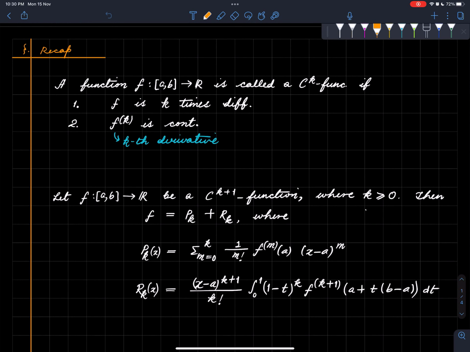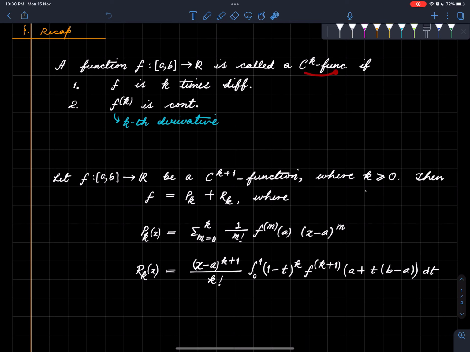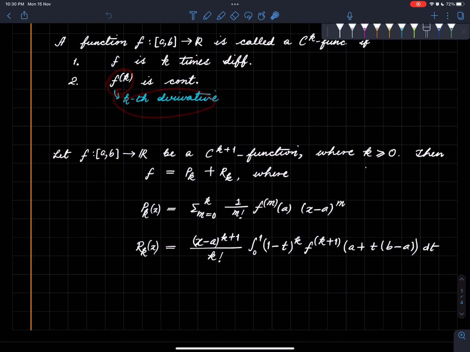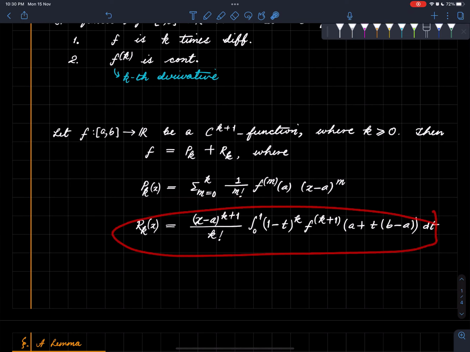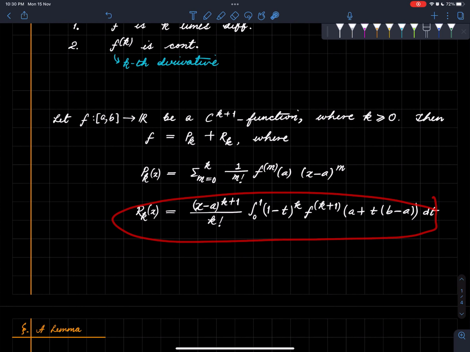Today we'll be looking at an alternate form of Taylor's theorem, using the Taylor's theorem that we proved last time. Last time we introduced the definition of a C^k function, which is a function that is k times differentiable and whose kth derivative is continuous. This was the notation for the kth derivative. We proved a certain form of Taylor's theorem, which says that if we have a C^(k+1) function for some non-negative integer k, then f can be decomposed as a polynomial part and a remainder part, where the polynomial part is given by this expression and the remainder part is given by this expression. So this is what we did last time.